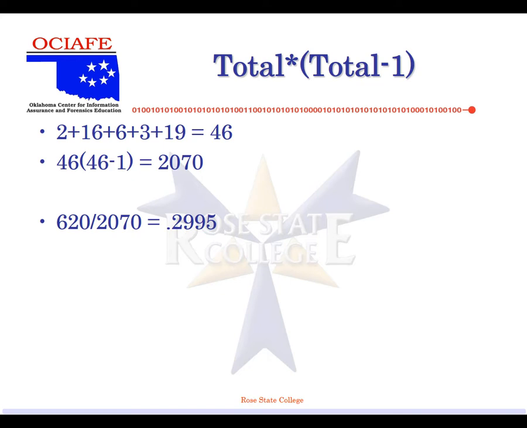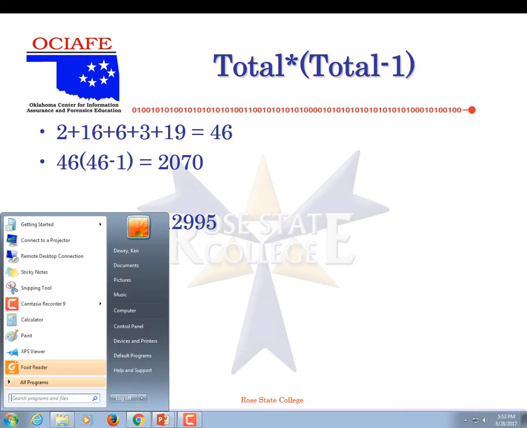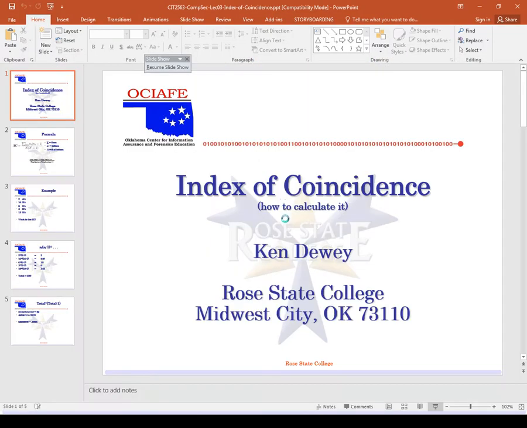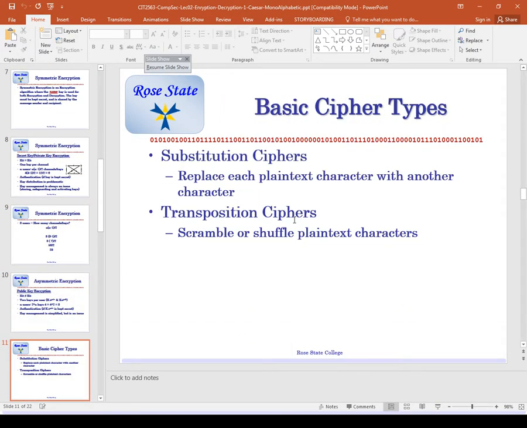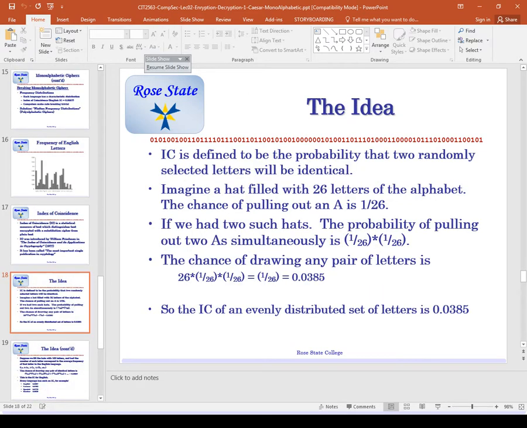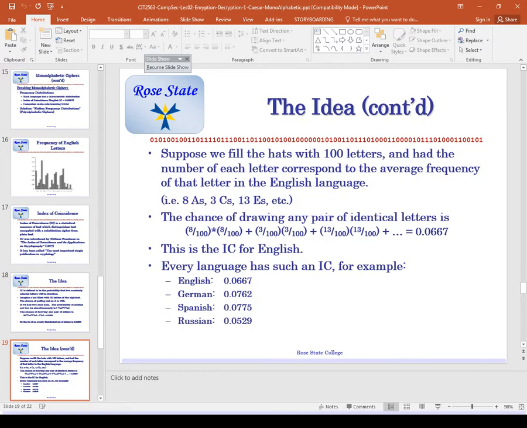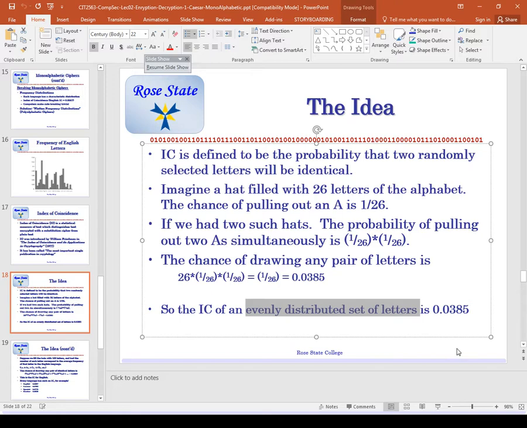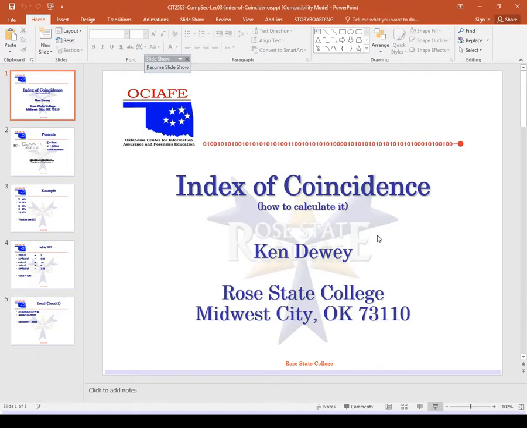So would this be the English alphabet? No. So what's English supposed to be? 0.0667. We did cover it last time, didn't we? Yes. Index of coincidence should be 0.0667. That is English. So this is closer to not a real language at all. And it's closer to what though? It's closer to this other stuff here, an evenly distributed set of letters. So it's really none of them.